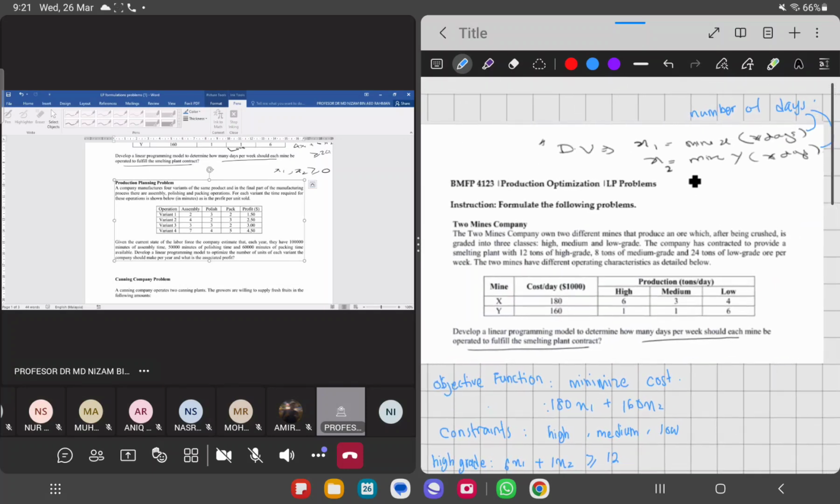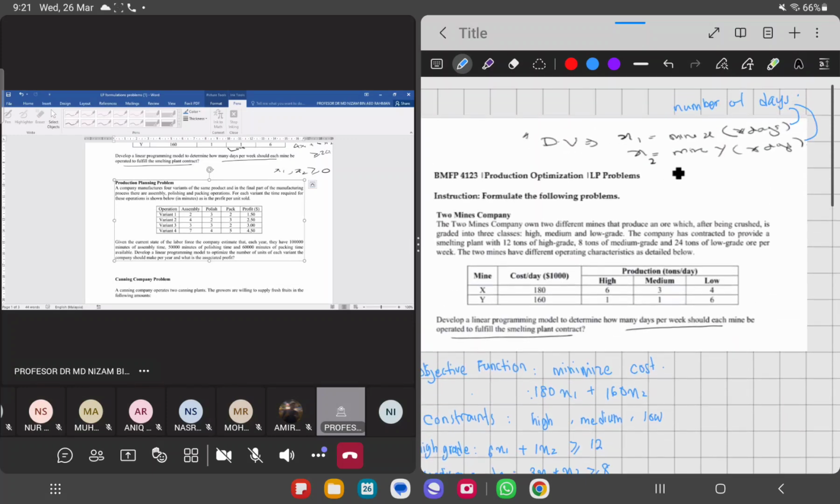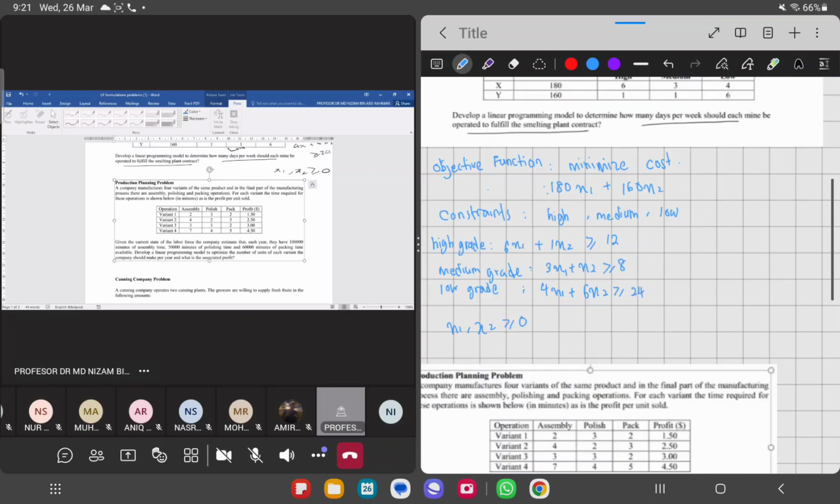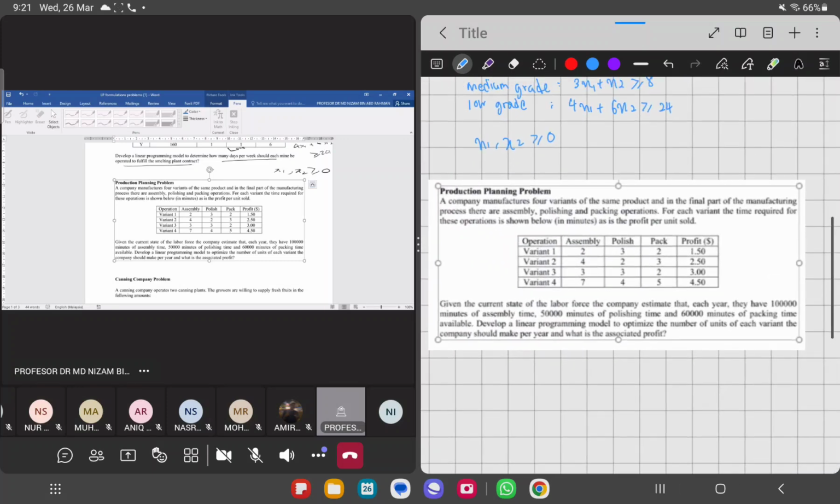S1, S2, S3, S4. Given the current state of the labor force, the company estimates that each year they have 100,000 units of assembly time.